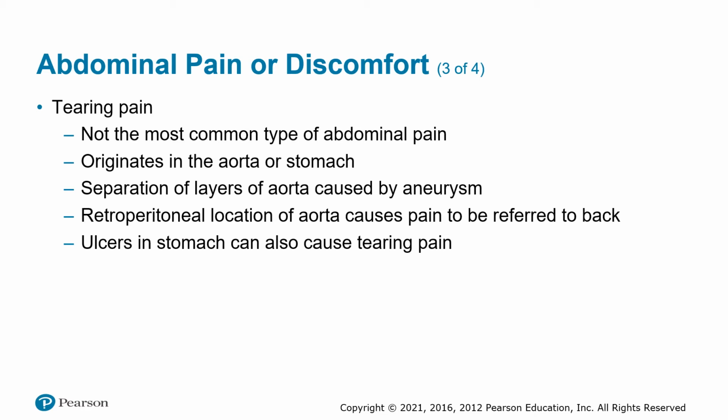Tearing pain is not a common type of abdominal pain. It does originate in the aorta, and it's caused by the separation of the layers of the aorta from an aneurysm. Retroperitoneal location of the aorta typically causes a tearing sensation in the back. Ulcers in the stomach can also cause tearing pain.